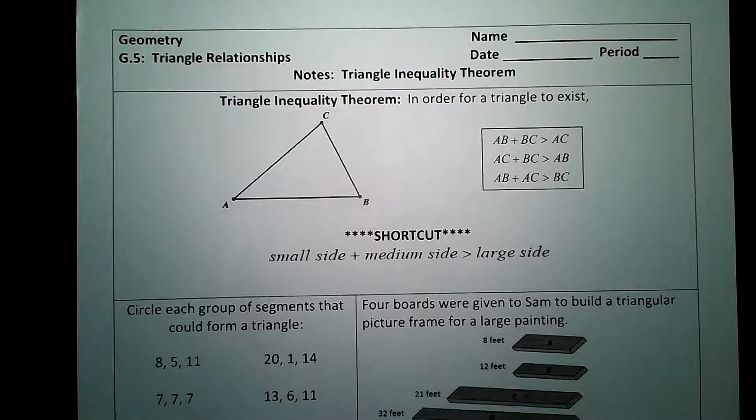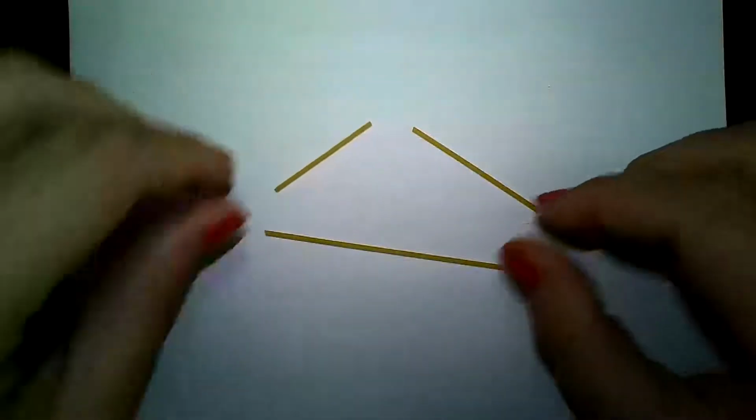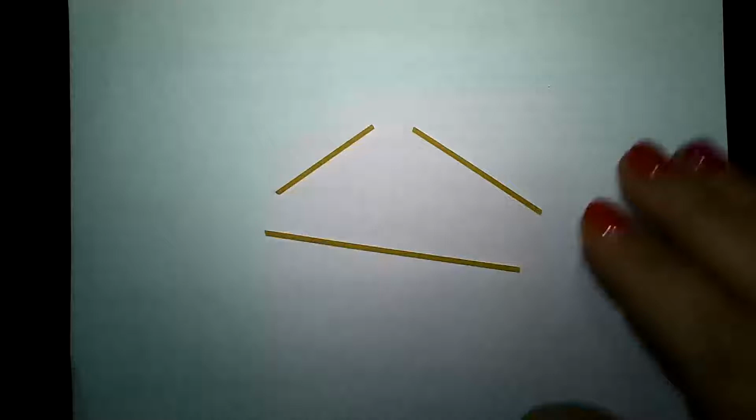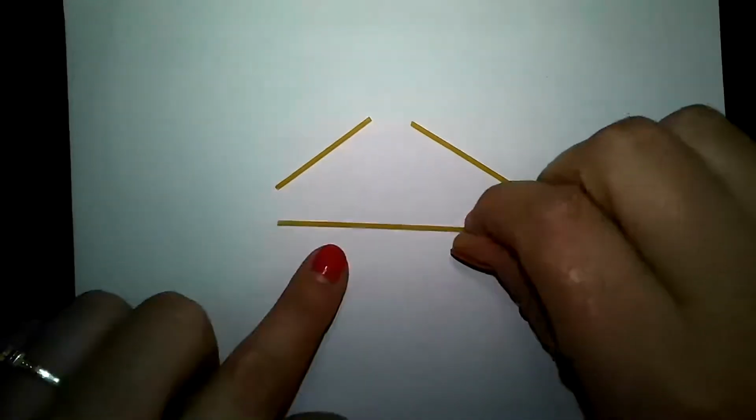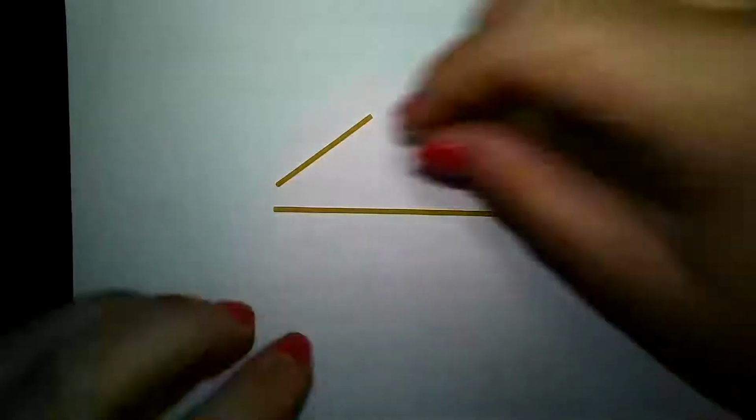Hello everybody. In this video we're going to be looking at something called the triangle inequality theorem. But before I start, I have a little demonstration for you. We're talking about the relationships in triangles, and in the first video we were really looking at how angles and sides affected each other. Well, in this video we're talking about all sides. And so what I've done is these are some spaghetti noodles I've broken, and I just want to show you that not every side combination can make a triangle.